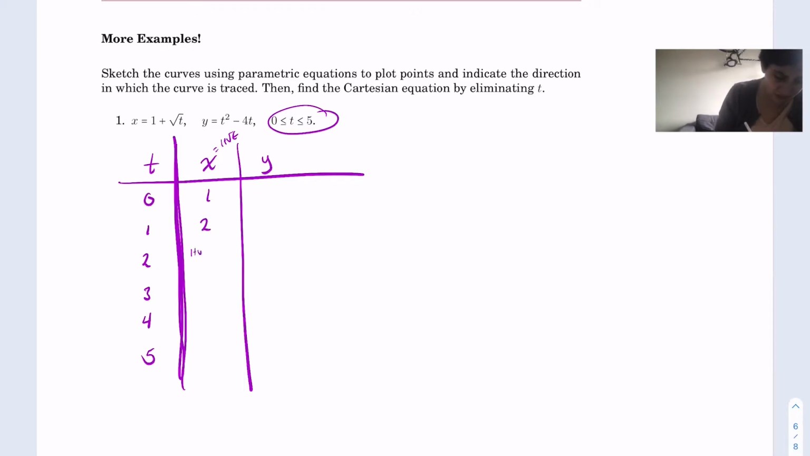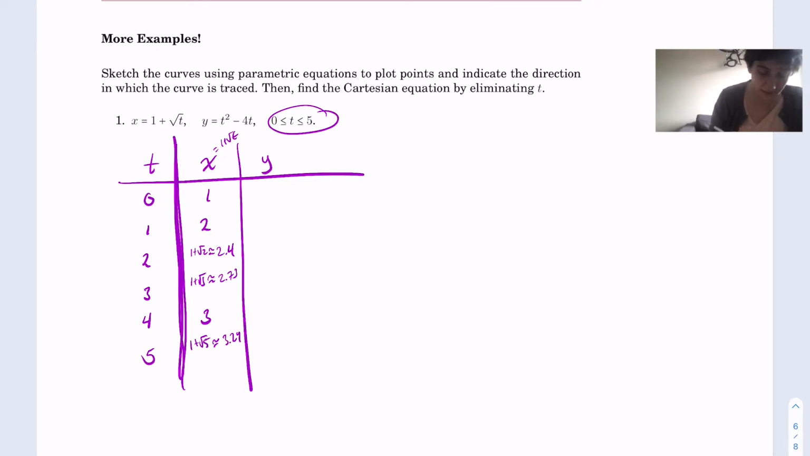This is 1 plus root 2, and the square root of 2 is about 1.4, so this is about 2.4. This is 1 plus the square root of 3, which isn't getting a lot better. I've got about 2.73. 1 plus the square root of 4, I got that one, that's 3. And this is 1 plus the square root of 5, which is about 3.24. Great.